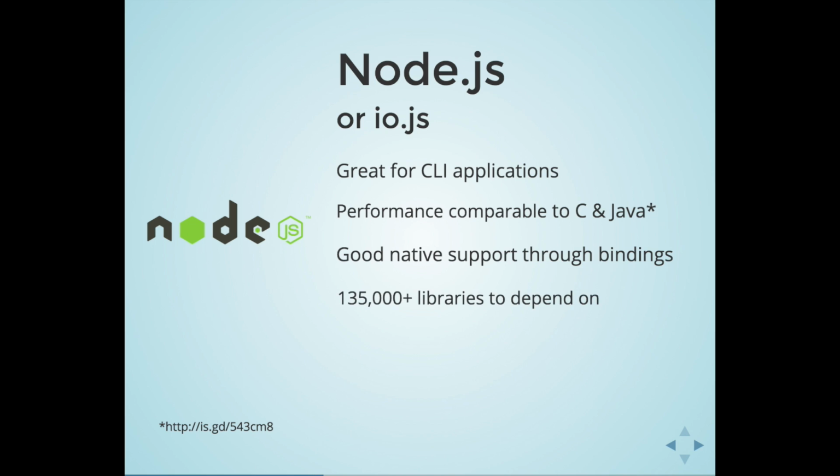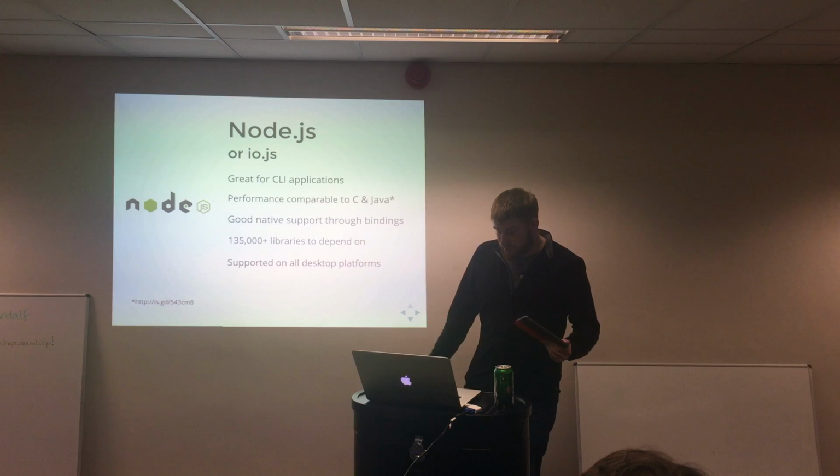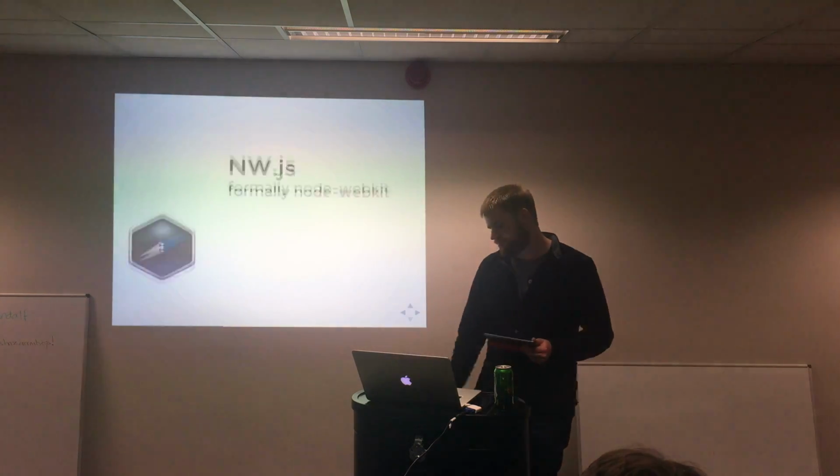And it's got a huge amount of libraries. There's 135,000 libraries on NPM currently. So there's absolutely loads there to pick from. In fact, that's the most libraries for any programming language at all. It's a bit weird with a couple of the languages, particularly Go, but for dedicated libraries, it is the most that you can depend on. And it's supported on all desktop platforms, and even some mobile platforms.